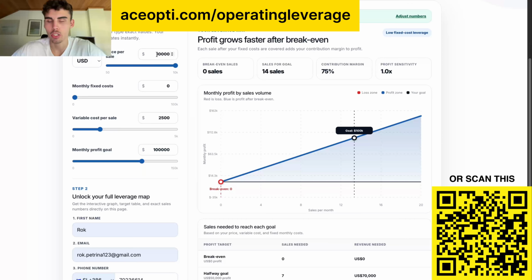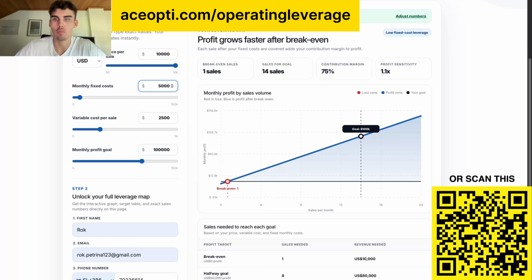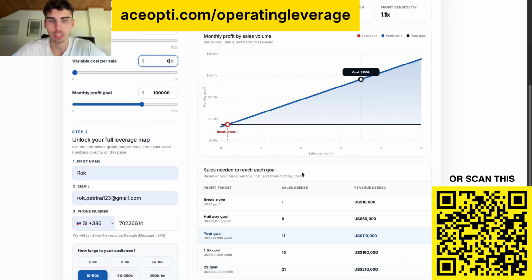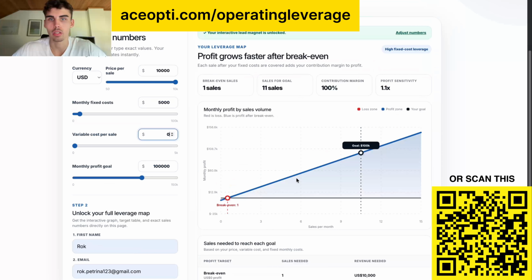And then if we change it, so the same price like we had before, and now we make our fixed cost $5,000 and no variable cost, you can see the same thing from the example. It's going to take 11 sales to get to our goal. You can combine this. Usually you're going to have some fixed costs, some variable costs, and you can play around with these numbers to see how many sales you need to actually get to your goal, and you can do that right here.